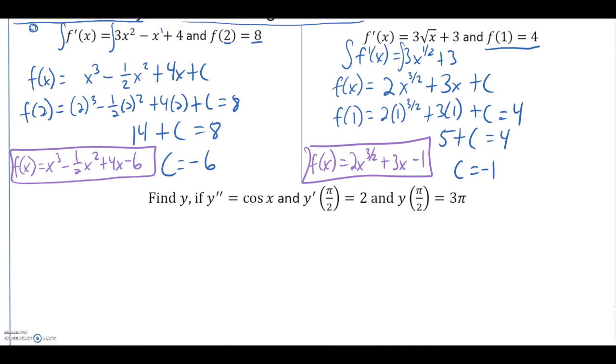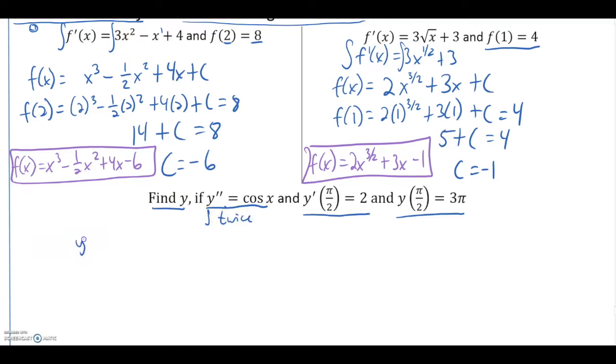And so let's look at one problem where we're going to have an extra step involved and wrap up with an application of this idea of initial condition. So our instructions are to find y if y double prime, so our second derivative, equals cosine of x. And what we're given is y prime of pi over 2 equals 2, and y of pi over 2 equals 3 pi. What we're going to have to think about is if I want to get all the way back from y double prime to y, we're going to have to integrate twice.